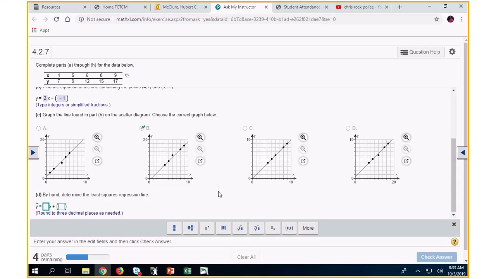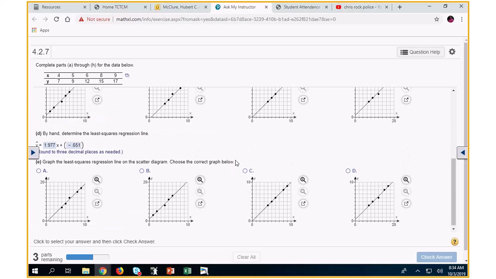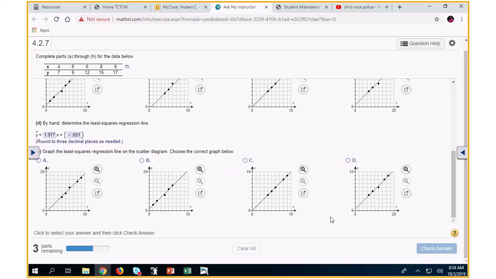Anyway, somebody give me 3 digits on the one that we did with the Excel spreadsheet. 1.977. And then what's the y-intercept? -0.65. And check answer. And what's next? I don't know. We already did that. It does it like 3 times.